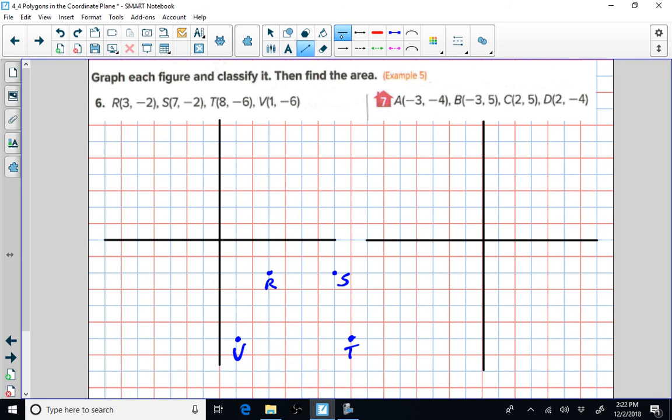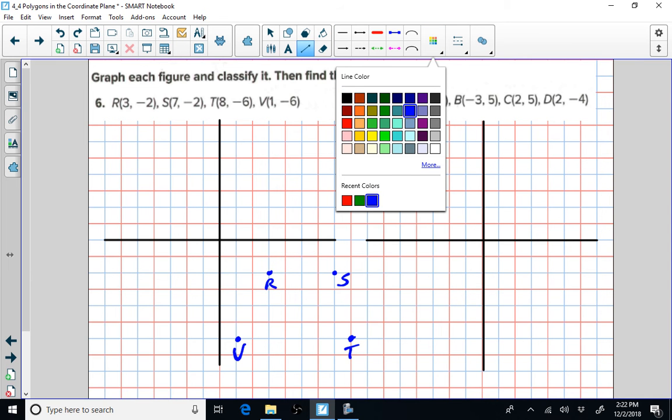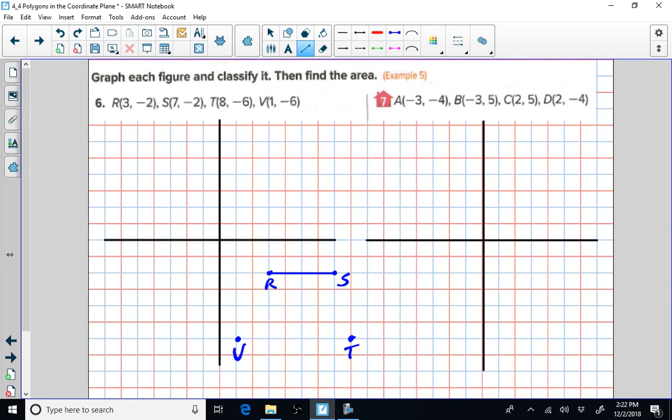We connect our points. Alright, and let's do that in blue. So we connect our points. Connect, connect, connect, and connect. Now we have the shape of a trapezoid, where we have exactly one pair of parallel sides for our quadrilateral.